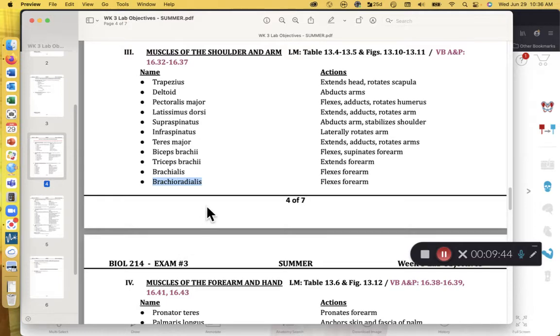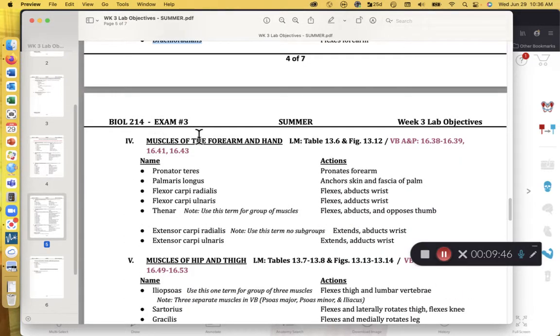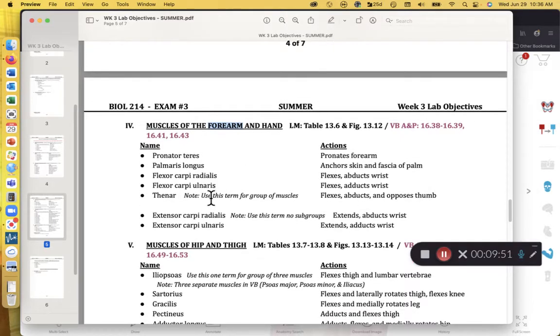And that's the muscles of the shoulder and arm. Next we have the forearm and hand. So as we're looking at the muscles of the forearm and hand, this is where we really need to pay attention to the names.